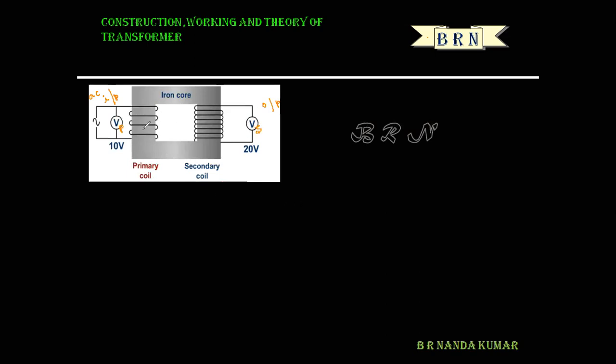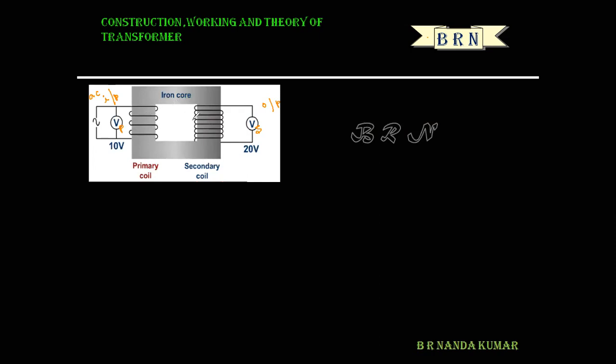So the construction is very simple. It consists of two coils. One of the coils is connected to the AC input that is applied to it, so that coil is called the primary coil, and the other coil is giving output. That one is connected to the load. Actually, this is the load which gives the secondary voltage. Okay, so both coils are wound on the same iron core. So this is a very simple construction of transformer.